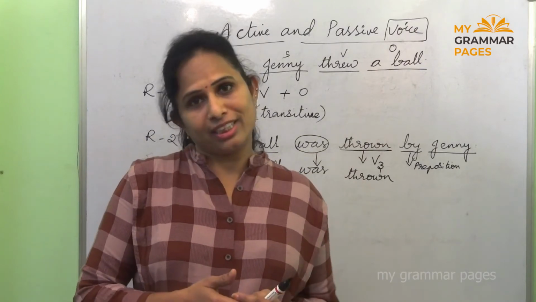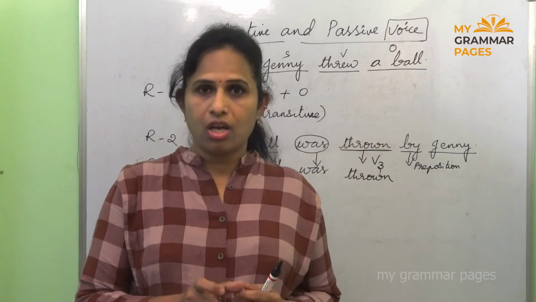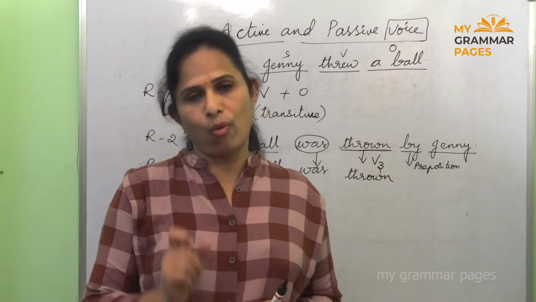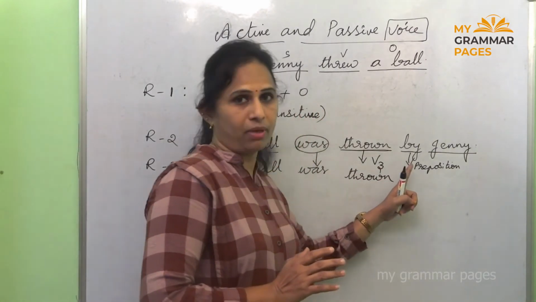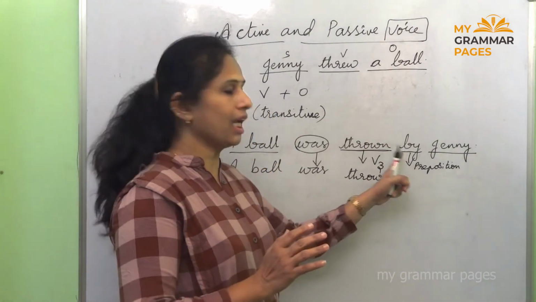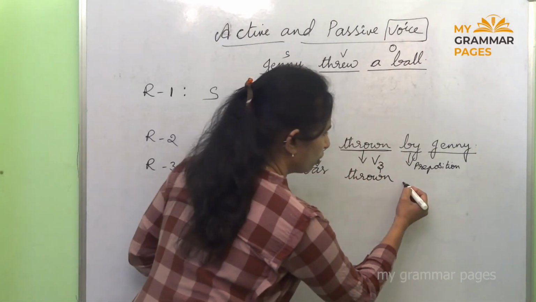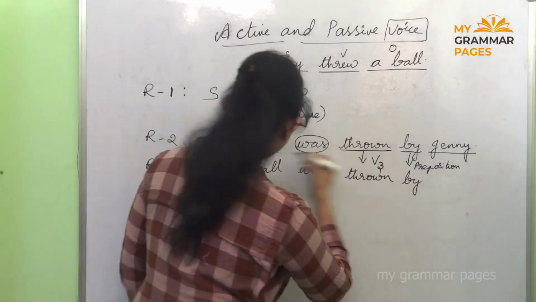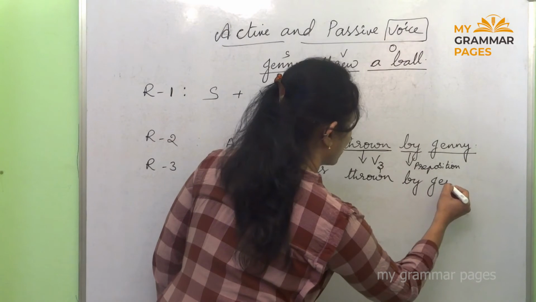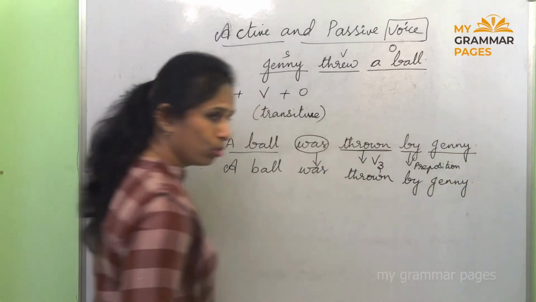Let me give you one more example. Water fills the pot. The pot is filled with water. So please do not get confined to a single preposition by. But most of the cases will take by. And here the suitable one is by. A ball was thrown by Jenny. So these are the rules to be followed.